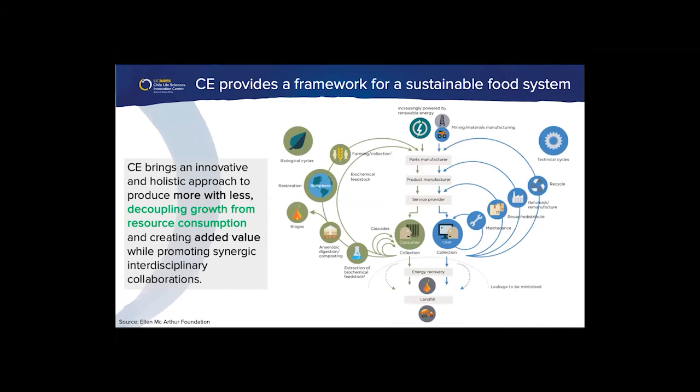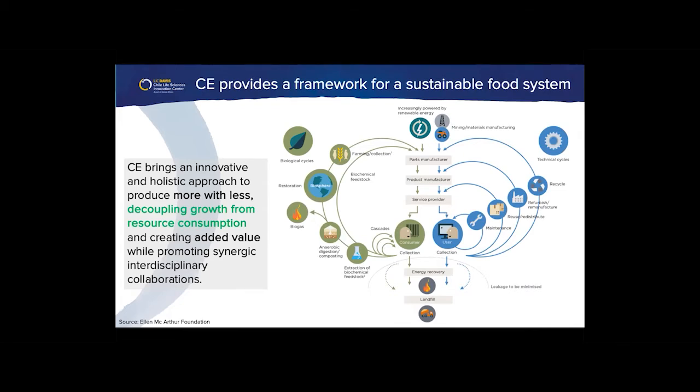So circular economy brings an innovative and holistic approach to produce more with less, decoupling growth from resource consumption, and also creating added value by promoting synergic and interdisciplinary collaborations. I think many of the people who have participated in this symposium are familiar with this figure of the Ellen MacArthur Foundation, the butterfly understanding of the circular economy that separates our material flow into the biological and the technical cycles.